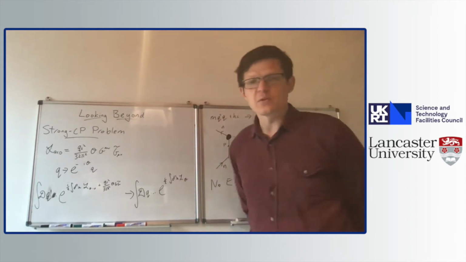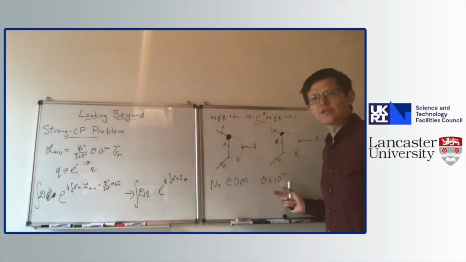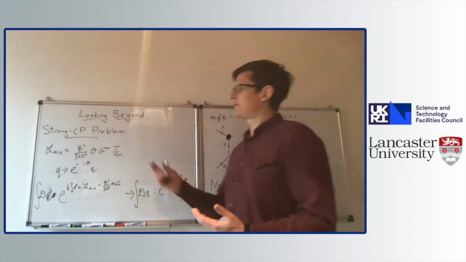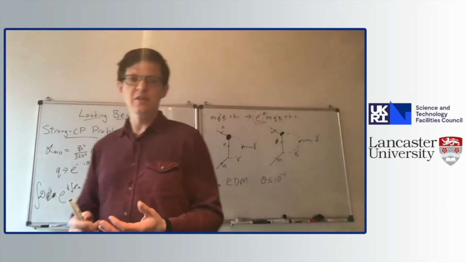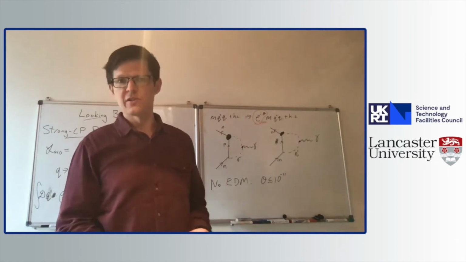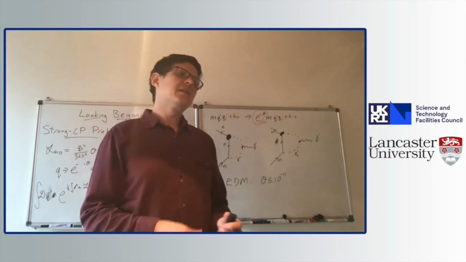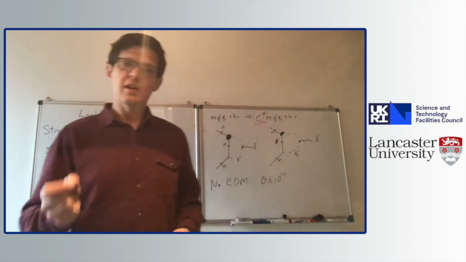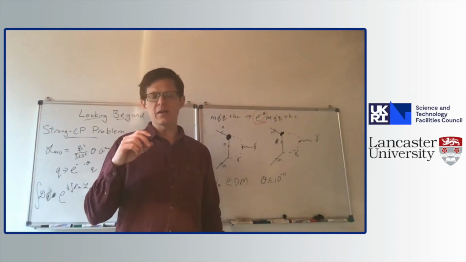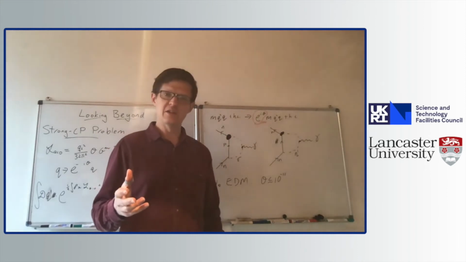So why is that a puzzle? Why is such a small value of theta a puzzle? Well, if CP were a symmetry of nature, that would not be a puzzle at all, because we would just say, well, of course it's 0, because that's one of the symmetries. And for one thorn in our side, that would be a perfectly acceptable explanation.